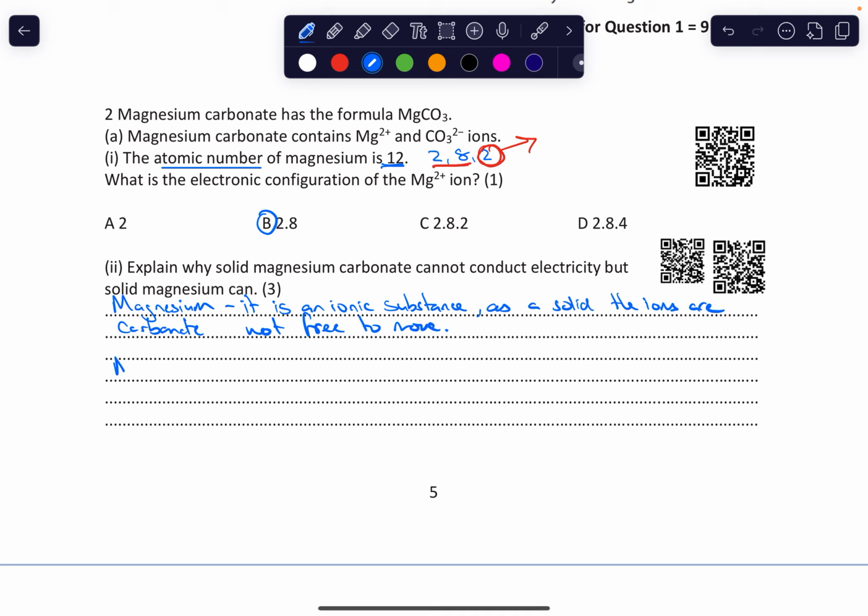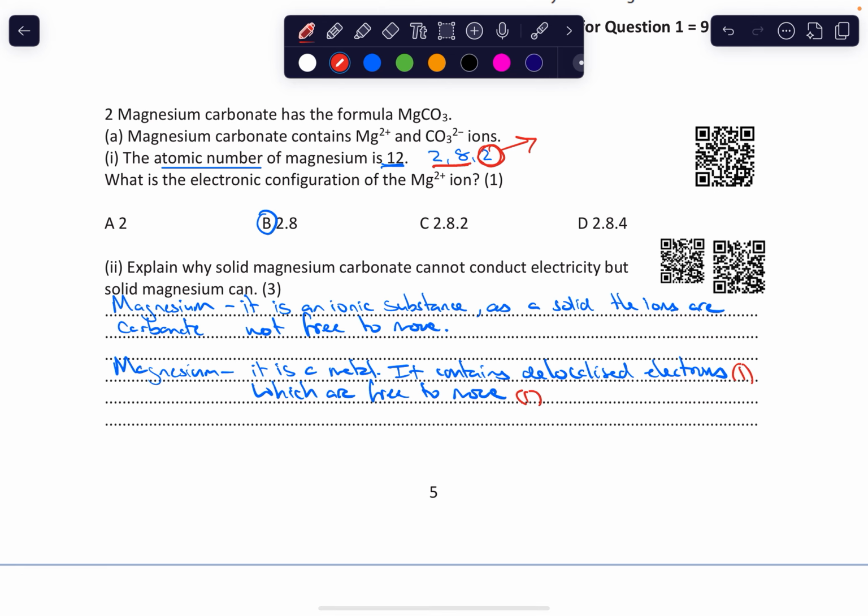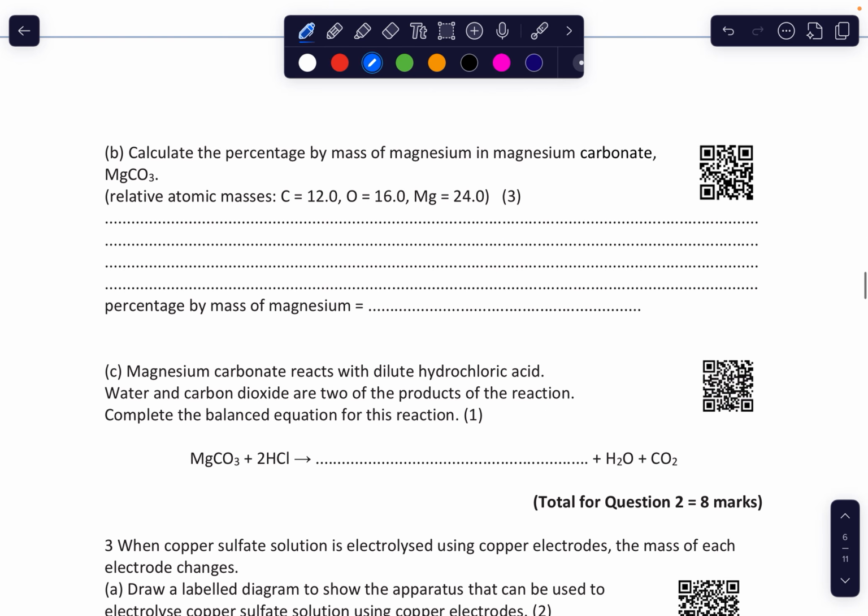When we have the metal, this one is a metal, and because it's a metal, it contains delocalized electrons. That's the core knowledge. It contains delocalized electrons, and then we always have to say which are free to move. So we're going to get 2 marks there and then 1 mark for that to take us up to our 3 marks.